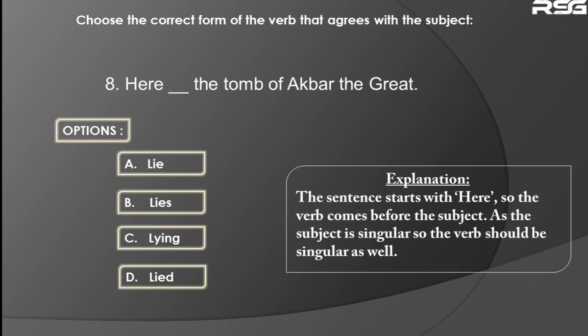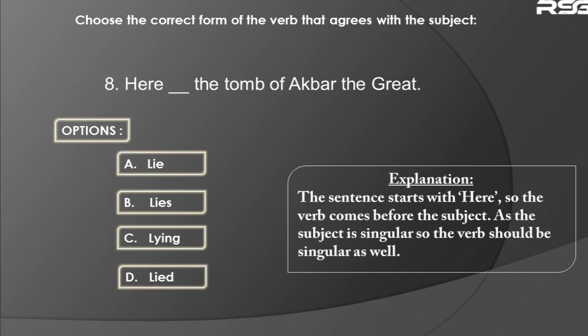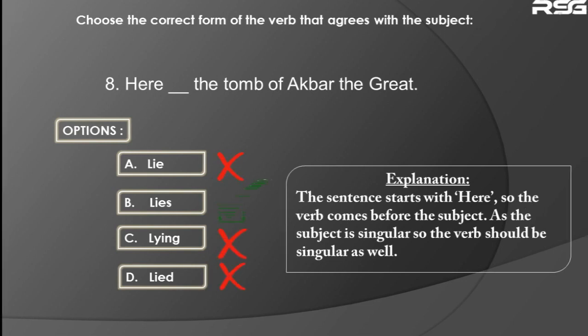Therefore, as the subject, the tomb of Akbar the Great, is singular, the verb should also be singular as well. So your correct option is "lies", L-I-E-S. And when you fill in this option, the sentence sounds like this: "Here lies the tomb of Akbar the Great."